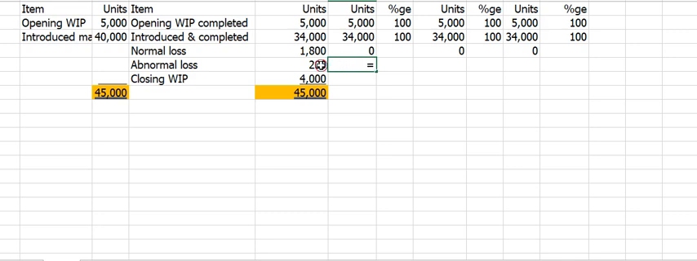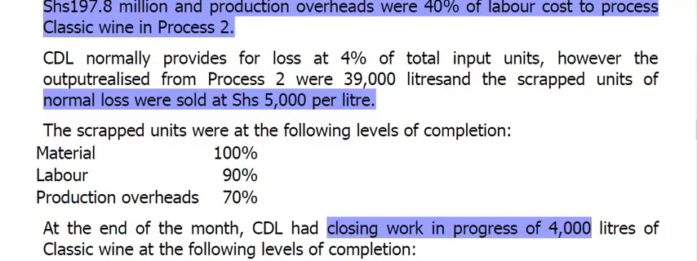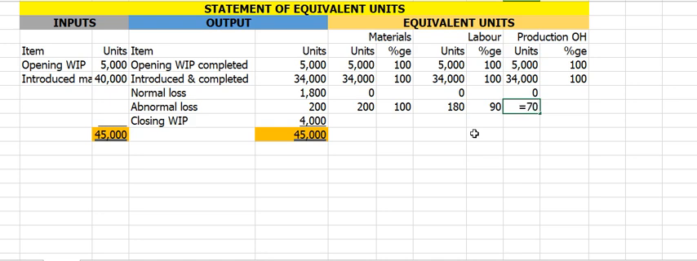So this is 200 times 100%, giving us 200 units. The percentage is 100. Then when it comes to labor, that was 90%, so you simply get your 90% times the abnormal loss units of 200. You get 180. This is 90%. Then production overheads, is it 70%? Yeah, that is 70%, times your abnormal loss units of 200, making it 140.